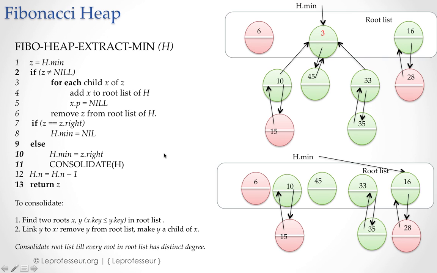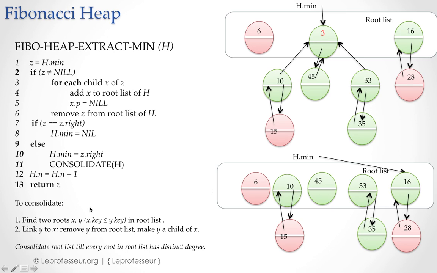To consolidate, now we have this tree. We want to have a final Fibonacci heap data structure in which all roots have a distinct degree. Now, what is the degree of a tree or of a node? We discussed it in previous lectures. You may watch that video.